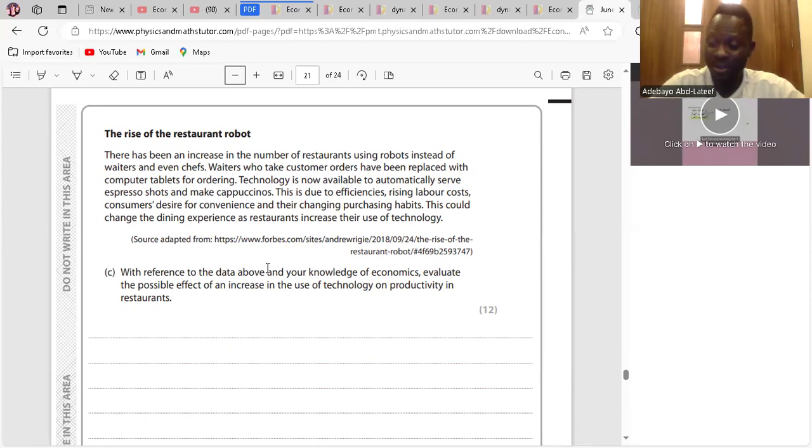Others might take a longer period if customers are confused about the use of tablets. This may reduce productivity. It might be less productive in the short run, as waiters might be needed during the initial stage to assist customers with the use of tablets. More resources are used. It doesn't bring about efficiency and productivity. In conclusion, the level of productivity might be determined by the time with which customers are able to adapt to the new system. Okay, so that ends May, June 2020.